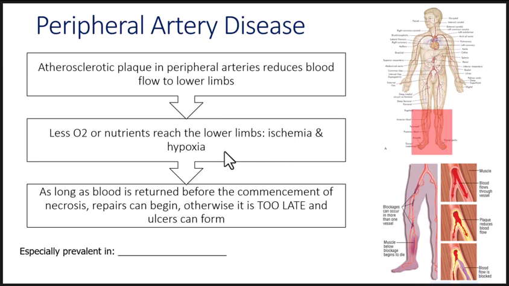Now, anytime there is ischemia or hypoxia, it is very important to correct the problem as soon as possible and restore normal blood flow, because if you don't, tissues in the body can experience necrosis or death of tissues. This can lead to, if necrosis occurs, ulcerations that start to show up on the person's lower legs. Now, this is especially prevalent, and this is important for you to know, in two populations, diabetics and those who smoke.